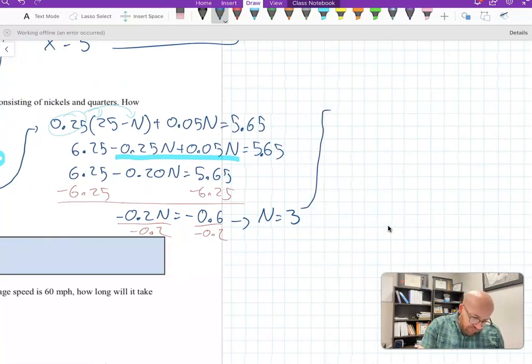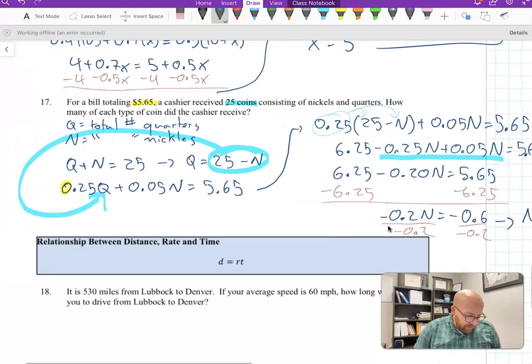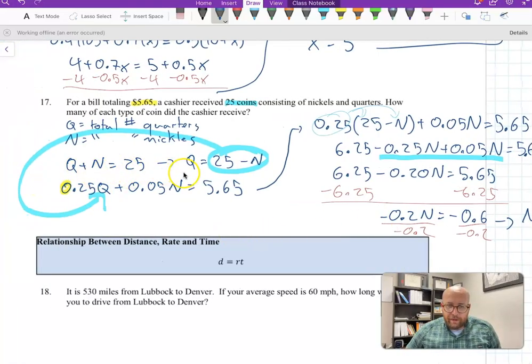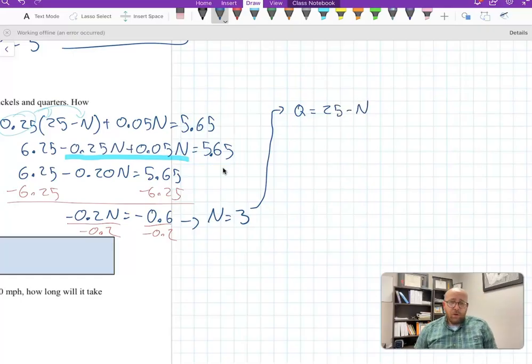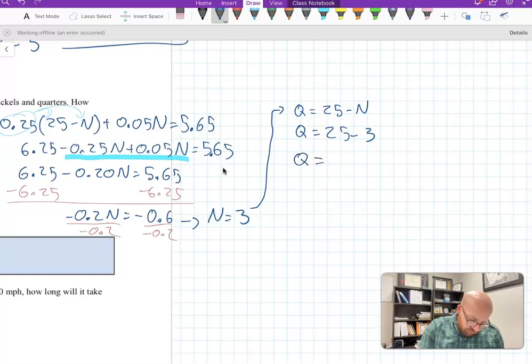So going back up to our original statement that Q plus N is equal to 25, we rewrote that as Q is equal to 25 minus N. To find the number of quarters, we would do 25 minus N, or Q is equal to 25 minus 3, which means that Q is equal to 22.